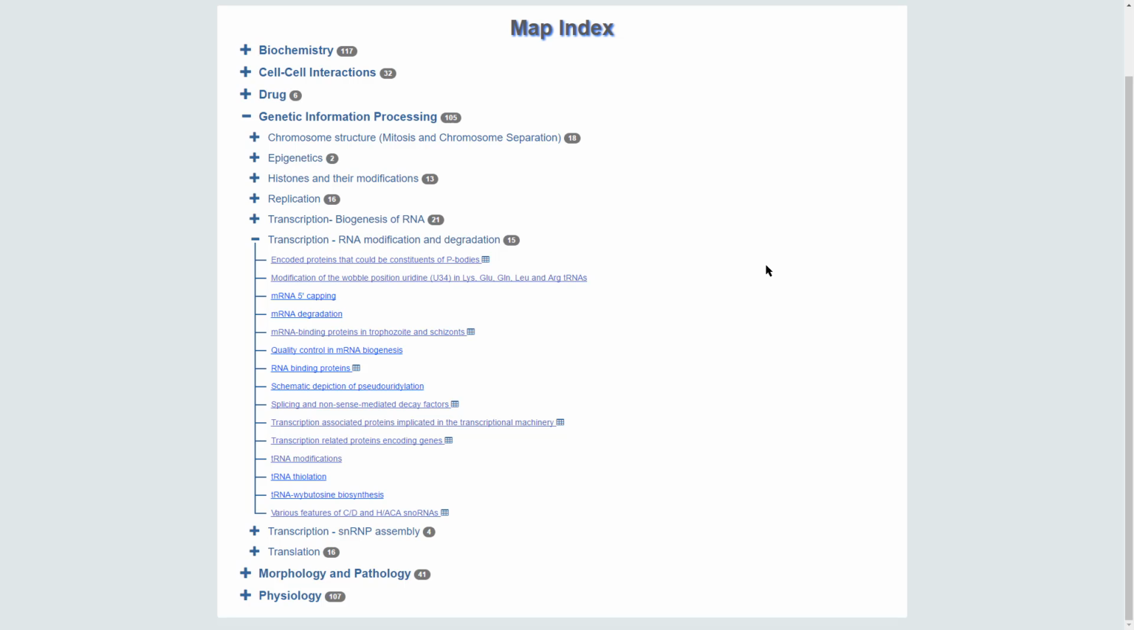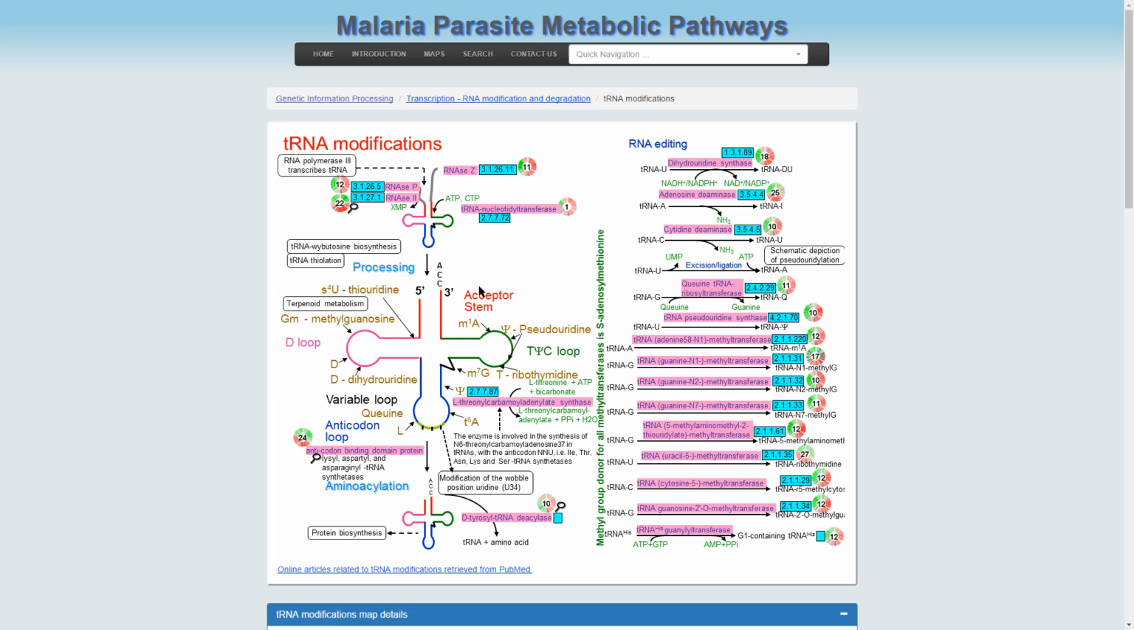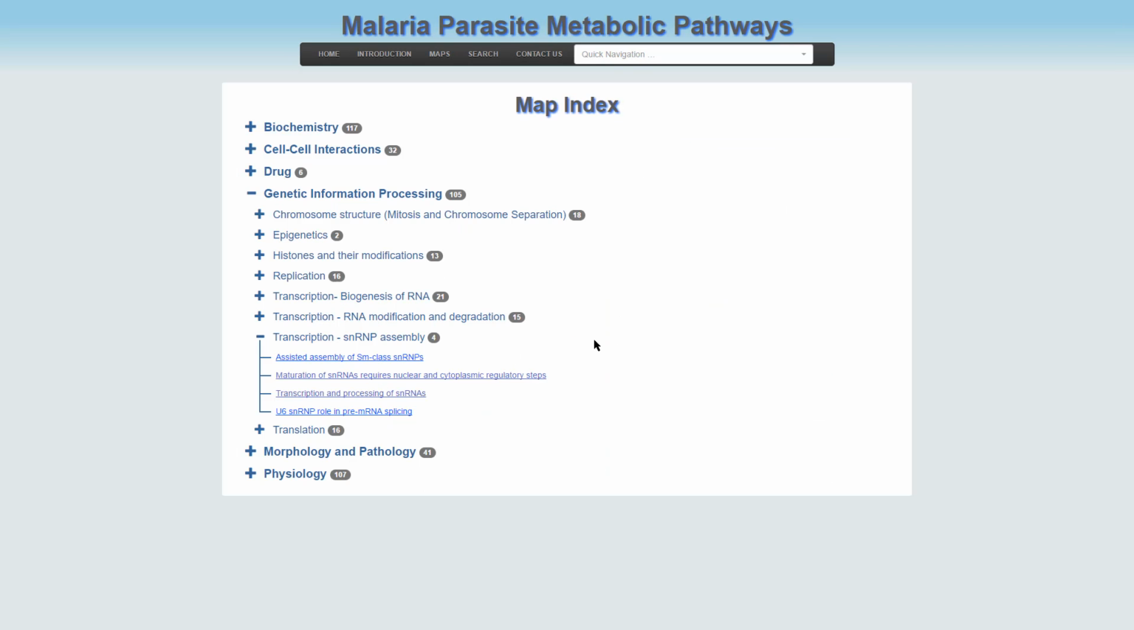RNAs are extensively modified, and we can see here tRNA modification, which shows the tRNA transfer RNA molecule with all the modification sites and all the enzymes that modify these sites. Now we go to another aspect of transcription, that of snRNP assembly.